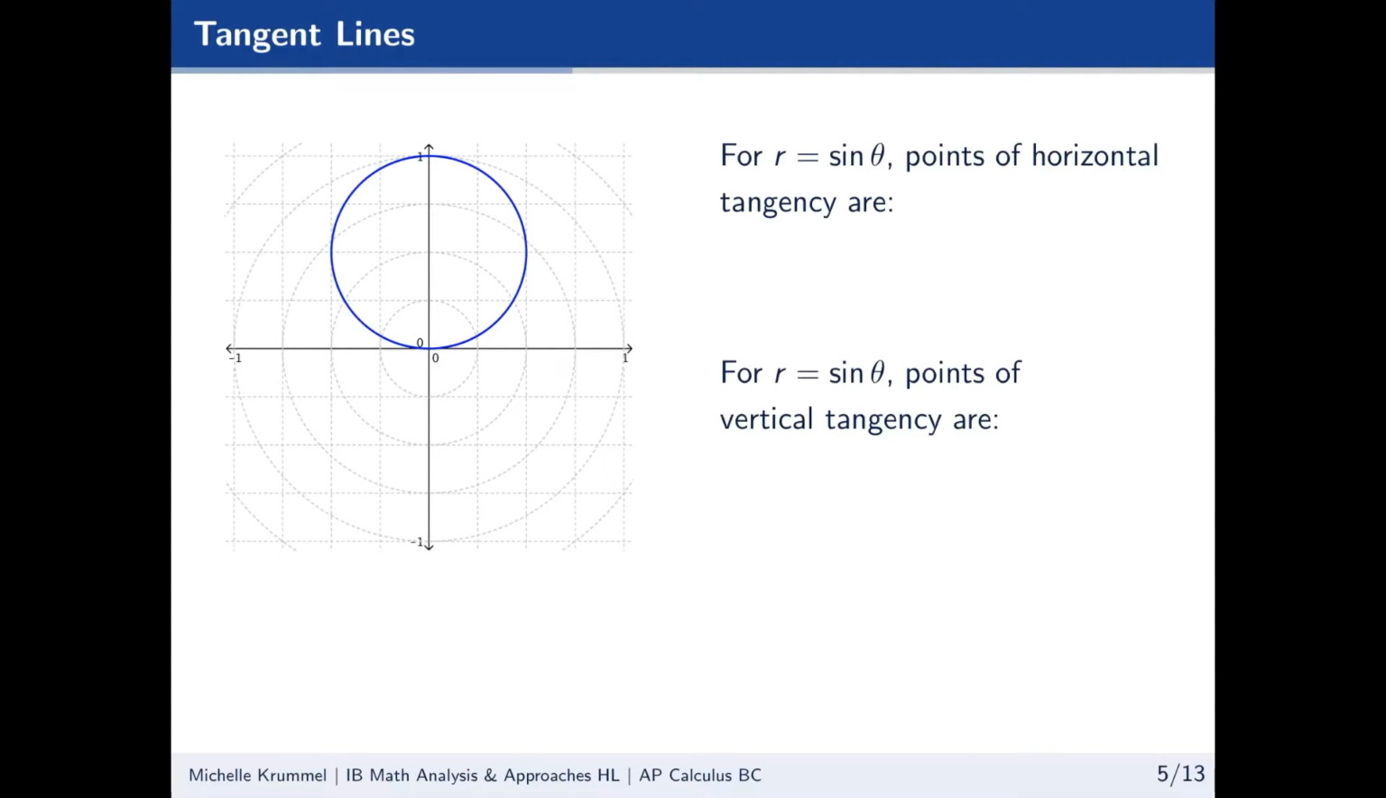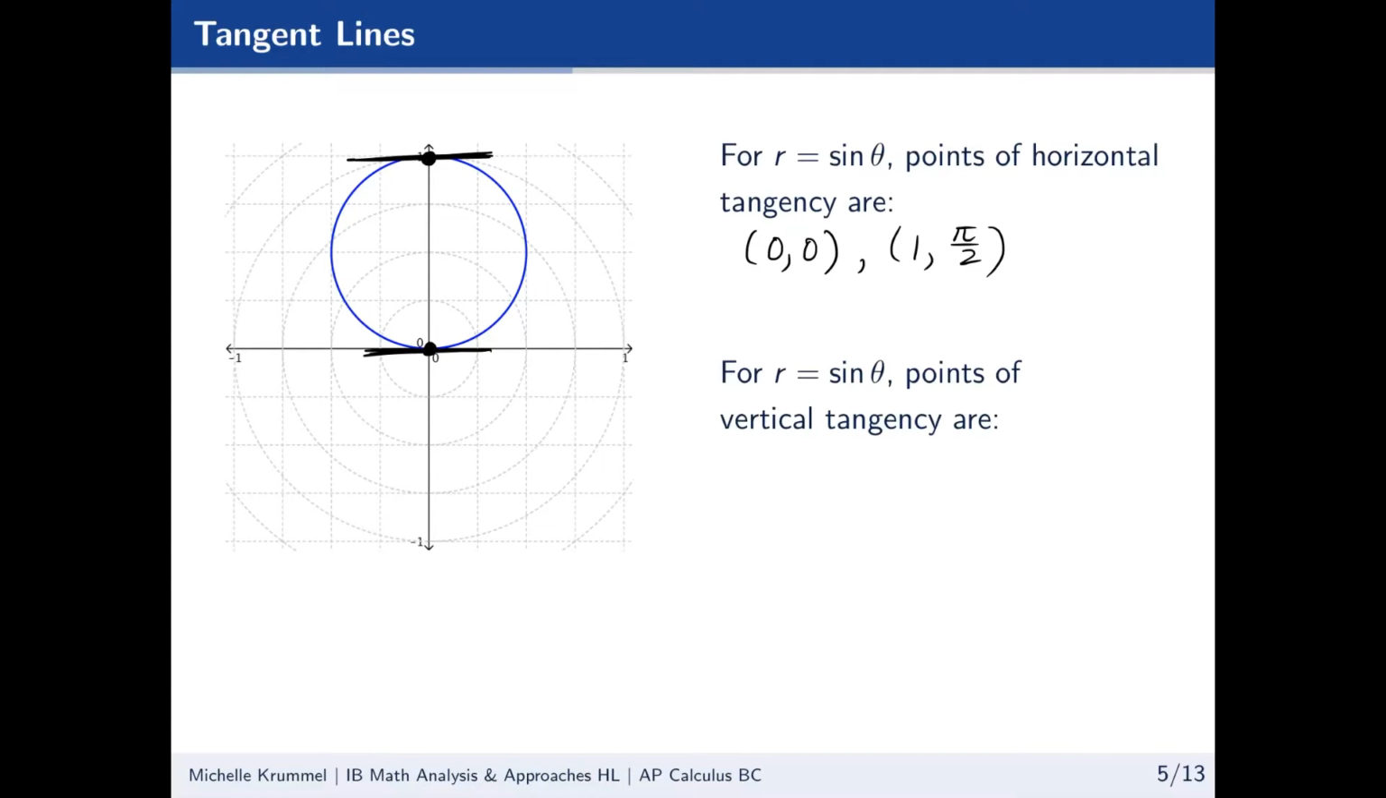So once again, points of horizontal tangency occur at 0, 0 and at 1, pi over 2. And let's locate those points on the graph. 0, 0 would be this point right here, and it does in fact look like we have a horizontal tangent right there. 1 comma pi over 2, so the angle is pi over 2, and the r value is 1, and that takes us to this point right here, which again definitely looks like we have a horizontal tangent there.